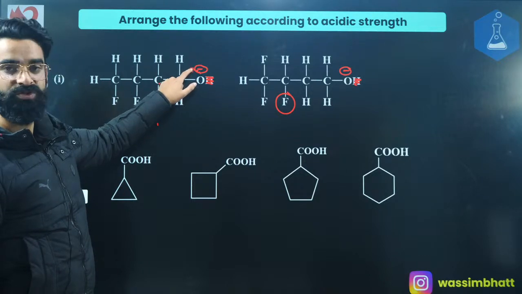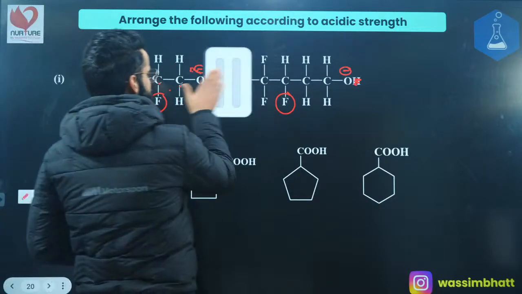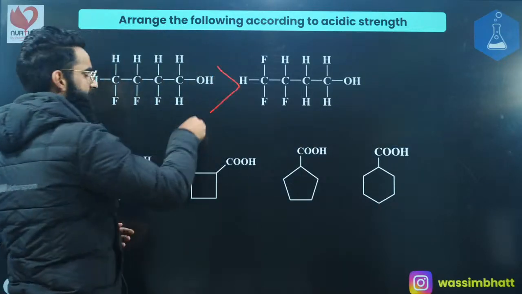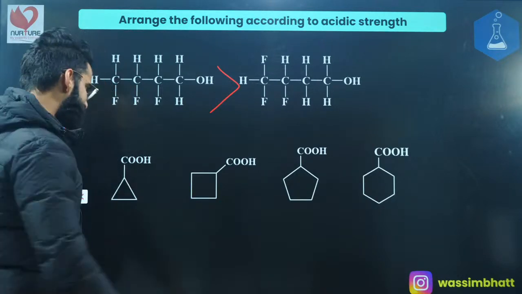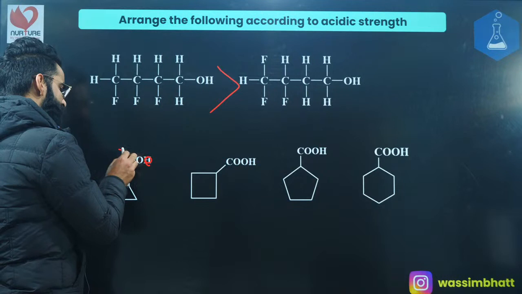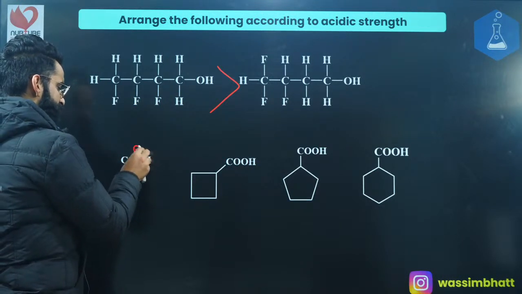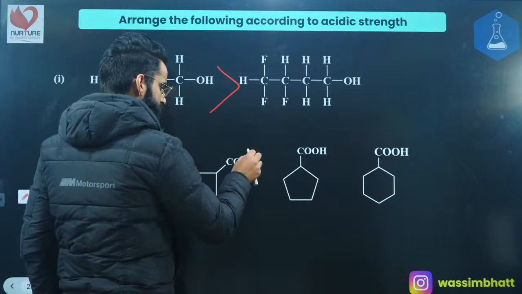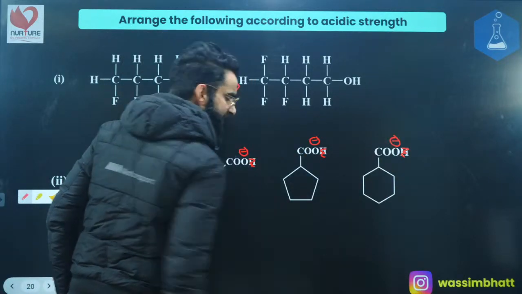This conjugate base is more stable. Less the charge, more the stability. More the stability of the conjugate base, more is going to be the strength of the acid. So this is going to be the acidic strength. What about these? Take the H positive out, this is the conjugate base. Take the H positive out, conjugate base.